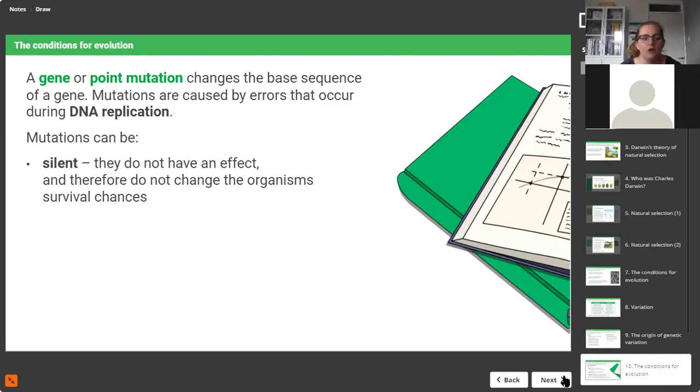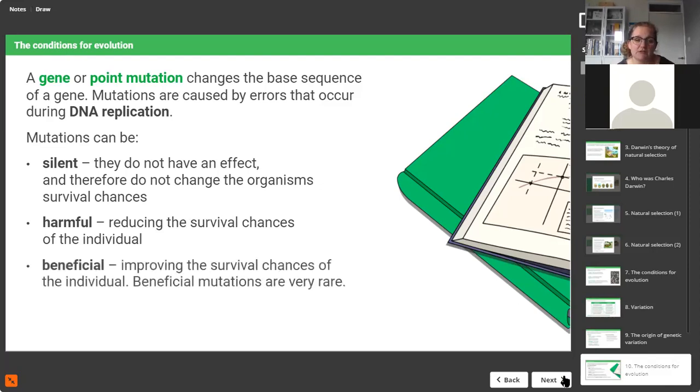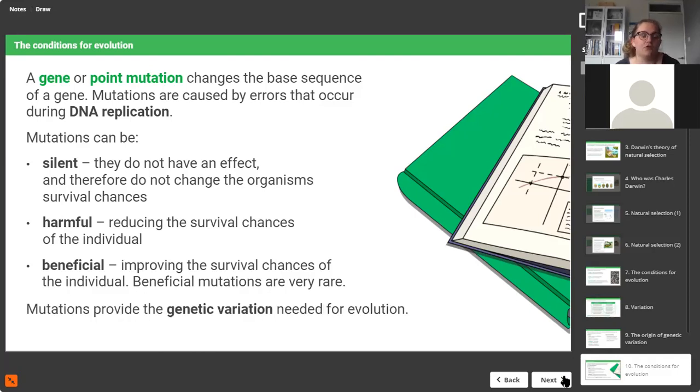So you can have silent mutations. We can have harmful mutations, which can reduce the survival chances of the individual, or we can have beneficial mutations, which improve the survival chances of the individual. Beneficial mutations are very rare, so that's really important to remember. This is why evolution is a long, slow process, because most mutations are either going to be silent, harmful, or, with a really rare chance, beneficial. So mutations provide the genetic variation that is required for evolution.